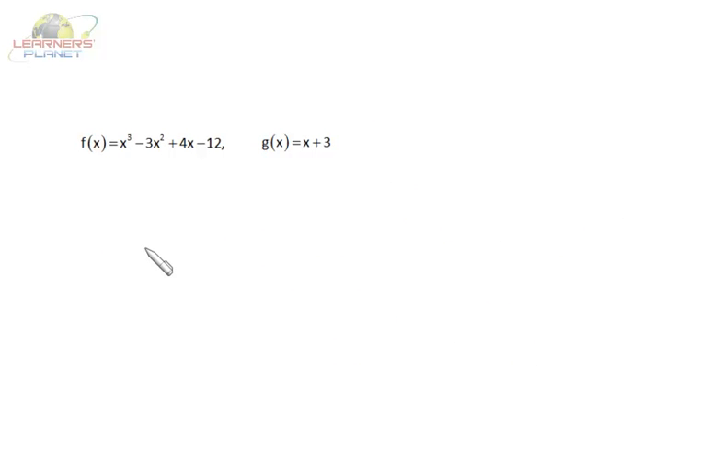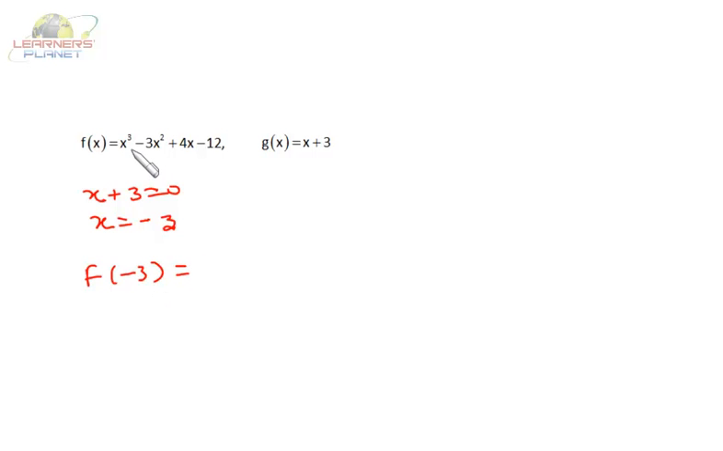Now let's see this question. We have to find out whether x plus 3 is factor of fx or not. So first of all, let's find the 0 of gx. That is x plus 3 is 0. That means x is equal to minus 3. Now we have to calculate f of minus 3.